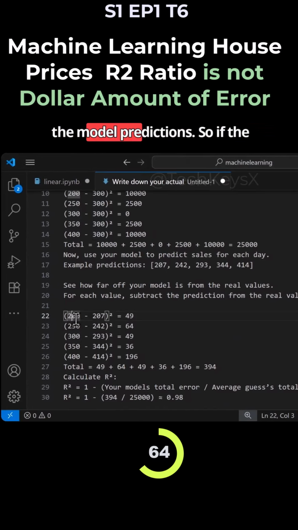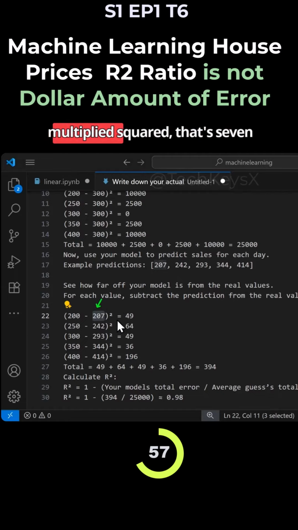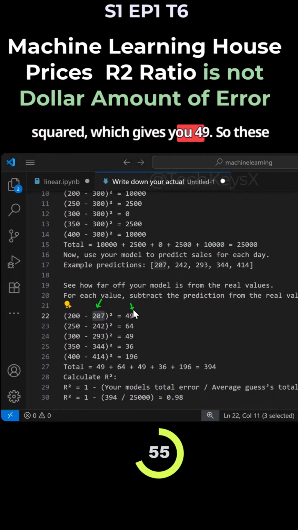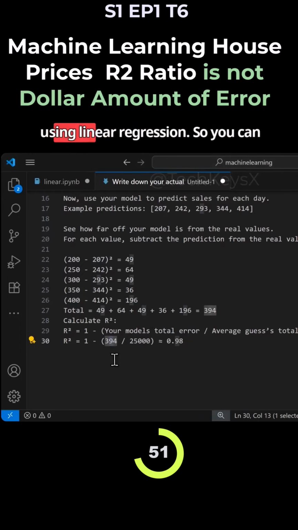And the same with the model prediction. If the actual value is 200 and the model predicts 207, that's 7 squared, which gives you 49. So these are not dollar amounts. It's important to understand this when using linear regression.